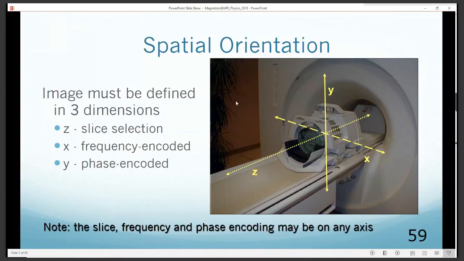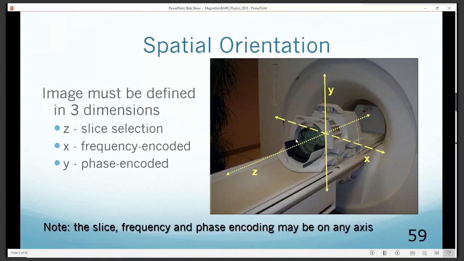We're going to say that the slice select direction is in the Z direction, so that's aligned with the main magnetic field in the magnet, so it's along the bore of a superconducting magnet. The X is the frequency encoding, say that's across the magnet, or right to left on the patient if they're lying on the table. And the Y is the phase encoding, which is anterior to posterior, as the patient's lying on the table, or floor to ceiling.